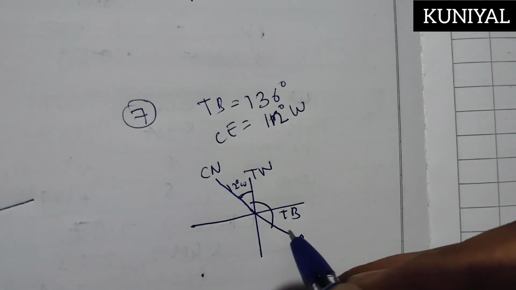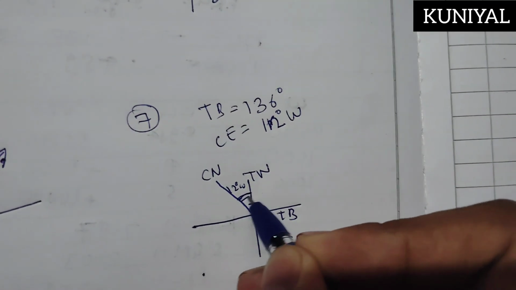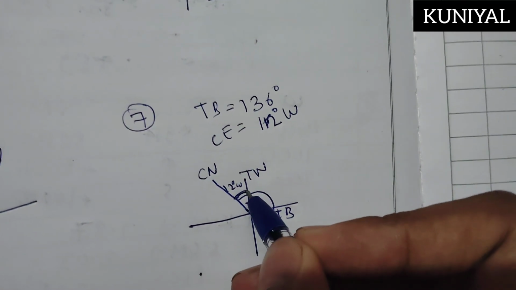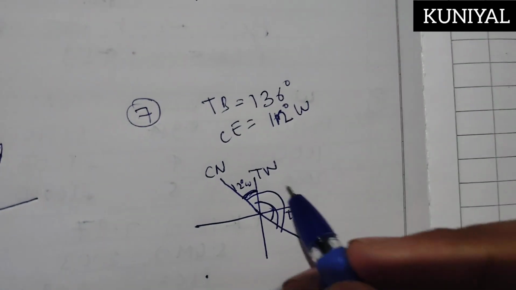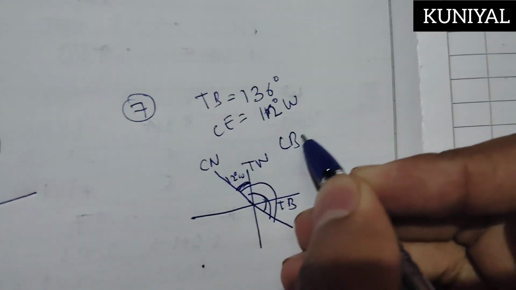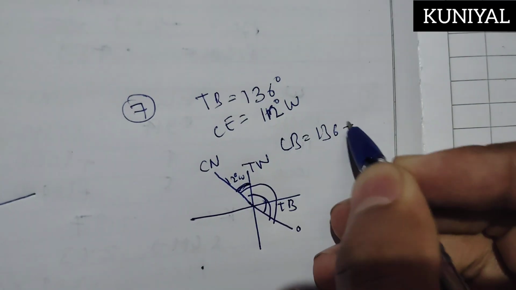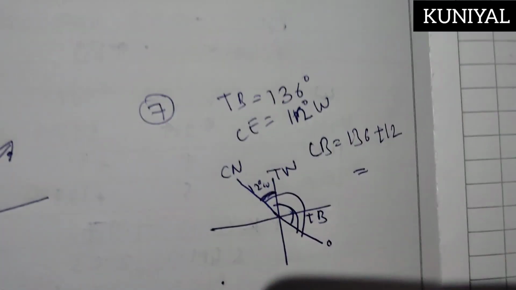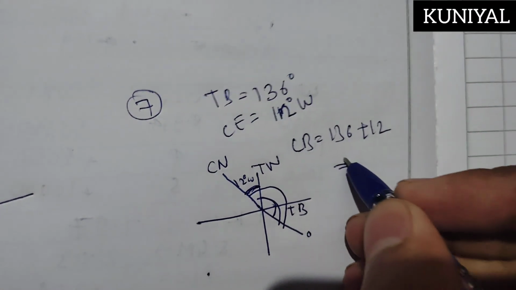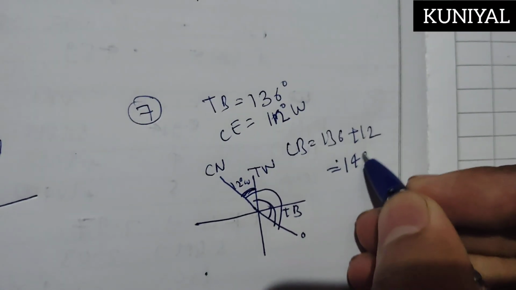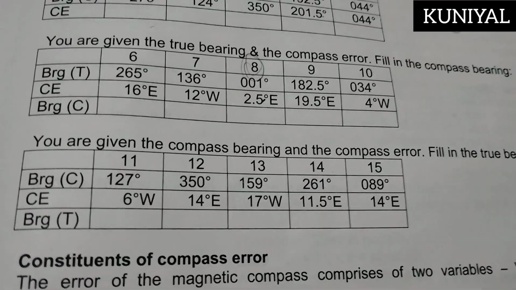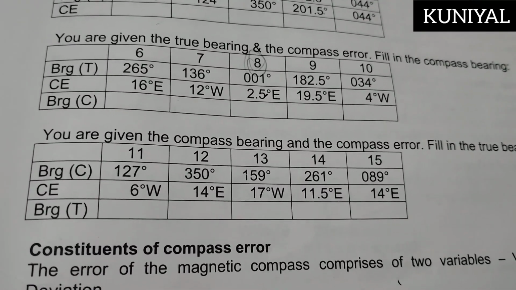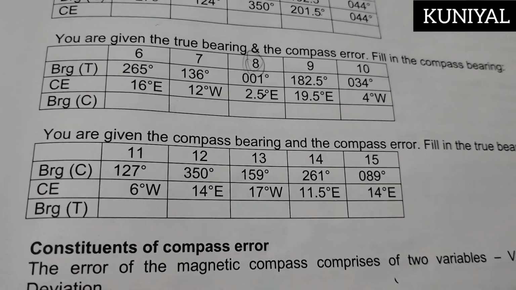So what will be the compass bearing? It will be true bearing plus compass error. So the same way, we will get compass bearing equal to 136 plus 12, which will be 148 degrees. Now moving to the 8th part: true bearing is 1 degree, compass error is 2.5 degrees east.